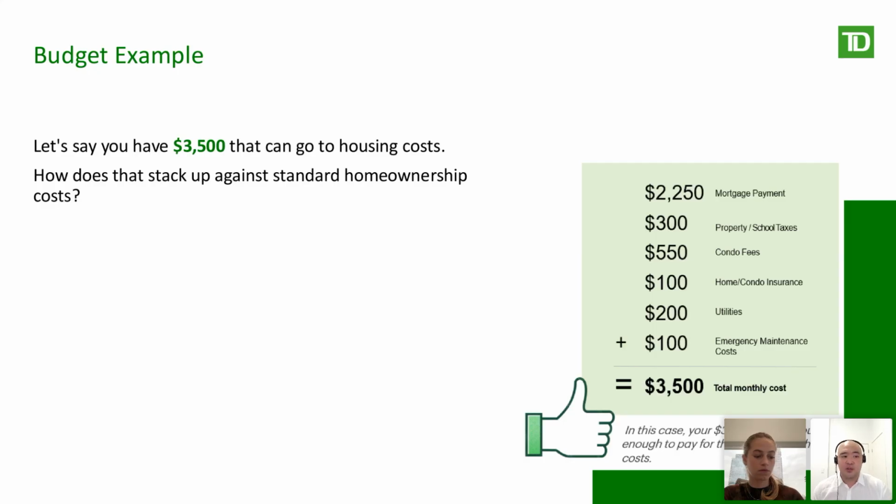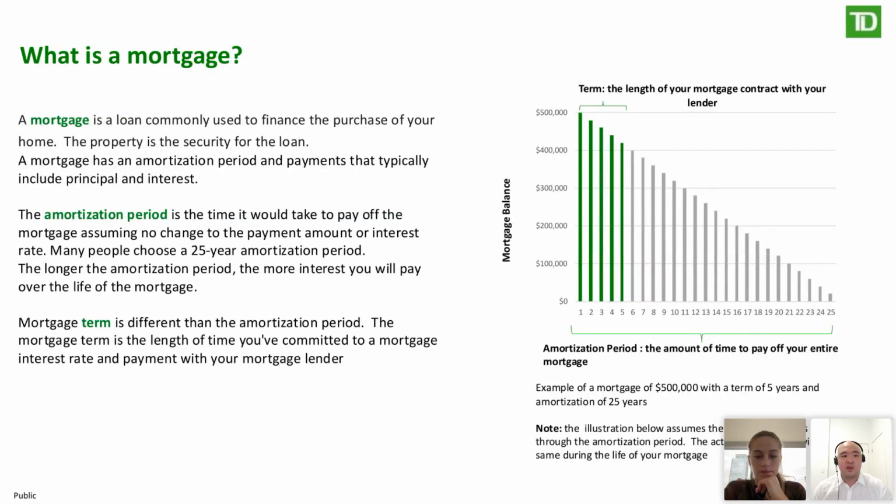So what is a mortgage? I'm going to read the definition here first and paraphrase in more friendly lingo. A mortgage is a loan commonly used to finance the purchase of your home. The property is the security for the loan. A mortgage has an amortization period and payments that typically include principal and interest. So a mortgage is the amount of money that you borrow from the lender to pay the seller for the portion of the home that you are not purchasing from your own cash today.